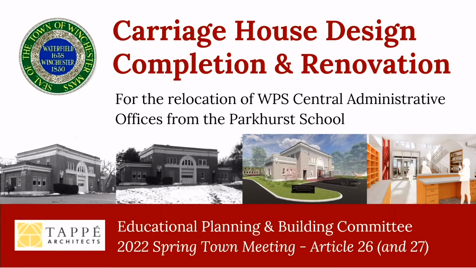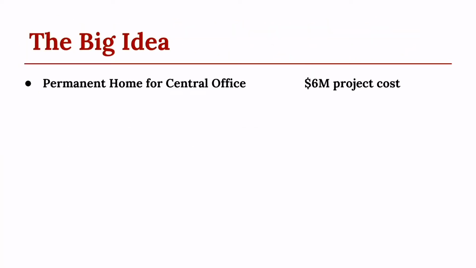We need to get going on swing space for this project with Articles 26 and 27. You may have heard about them. Article 26 seeks to move central office from the Parkhurst School, where it is today, making space available to Lynch students. And Article 27 gets us started on the procurement of modular classrooms required as well. So let's begin tonight with Article 26. What is the big idea?